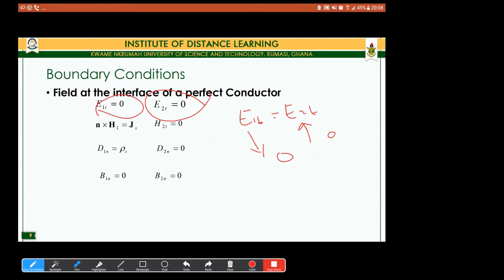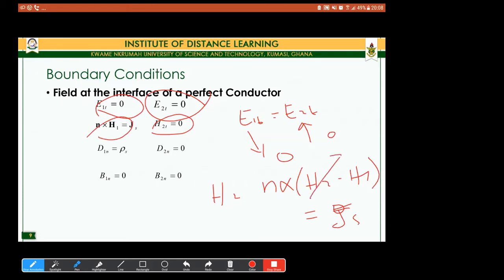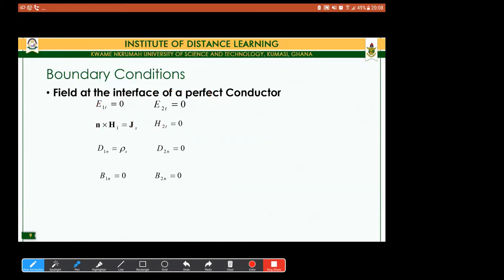And then, since H2 is 0, from n cross (H2 minus H1) equals 0, if H2 is 0, then H1 must also be what? Sorry, this is equal to Js. If you remember, this is equal to Js. So if H2 is 0, then n cross H1, the H1 tangential, must be equal to what? Js. That's what we have here. So H1 tangential, or n cross H1, is equal to Js.